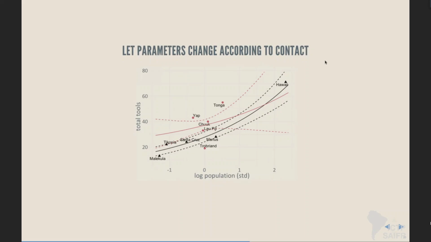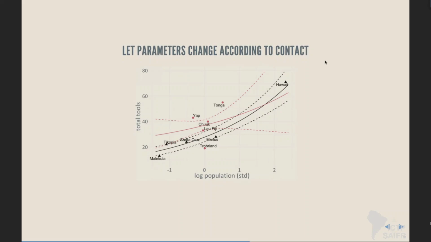And it also has a weird behavior at 0, where it predicts a higher number of tools than 0 when population is 0, which is also weird. I mean, if you're modeling the number of tools depending on the population, presumably if there's nobody, there are no tools. And this model fails to capture that. So the question is, can we do better than this?